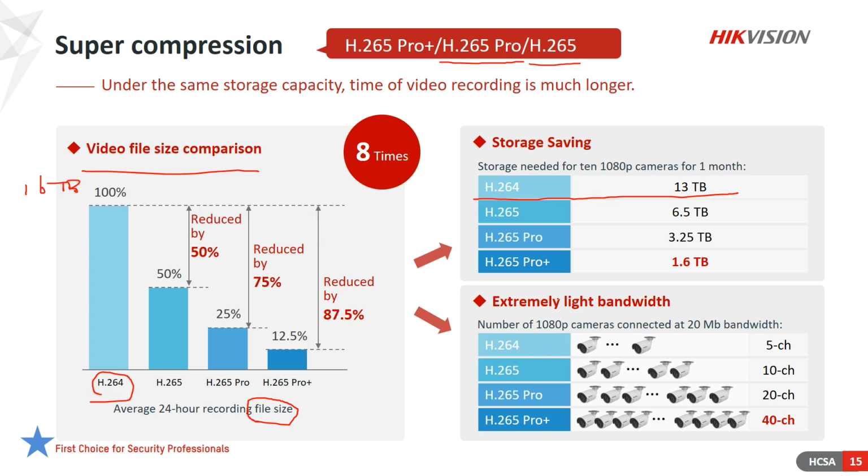And another side is if we connect the camera. For H.264, we can only access 5 channels, but if we use H.265 Pro Plus, it's going to access 40 channels. So it is really good for us to use H.265 Pro Plus.